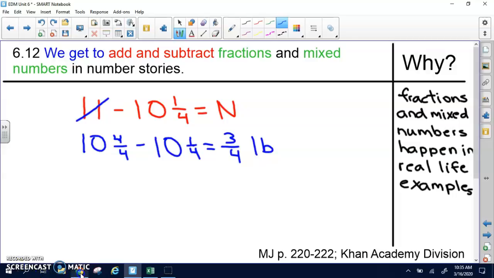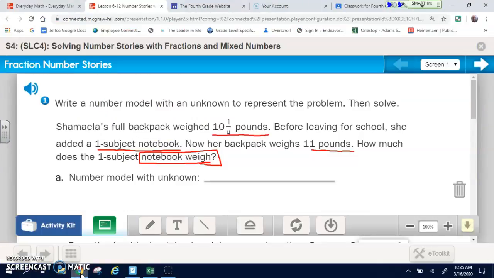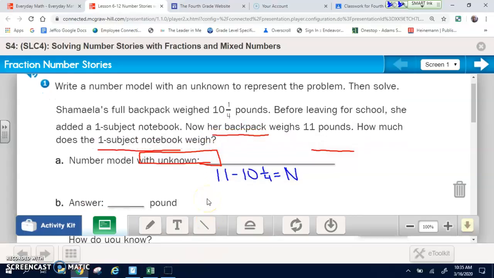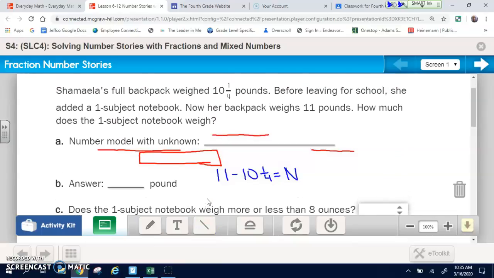So now we're going to fill out our number model in our math journal. For my number model with the unknown, we're going to write what we did earlier, which is 11 pounds minus 10 and 1/4 pounds. And I like to use n since we're solving for the notebook. So my answer is going to be 3/4 of a pound. So now we're going to go down here. I'm going to erase these answers so they don't drag along with us.